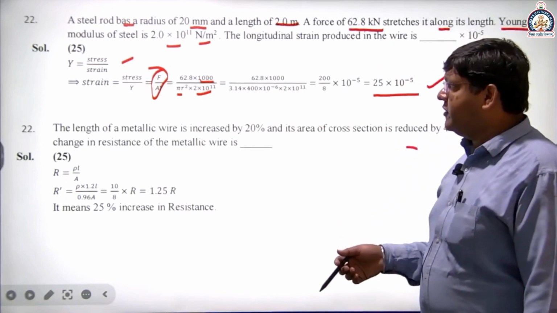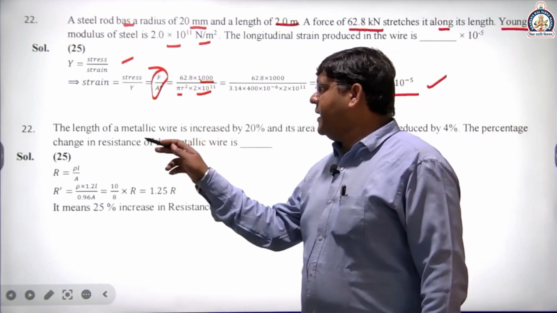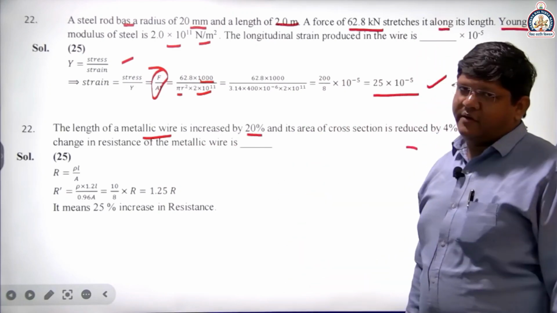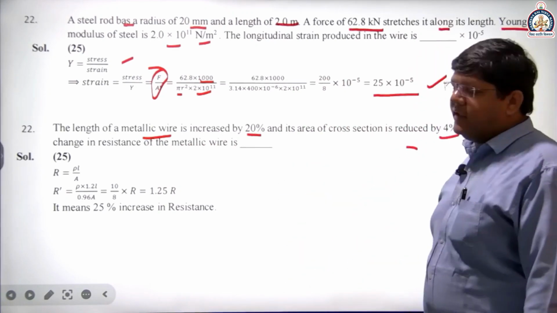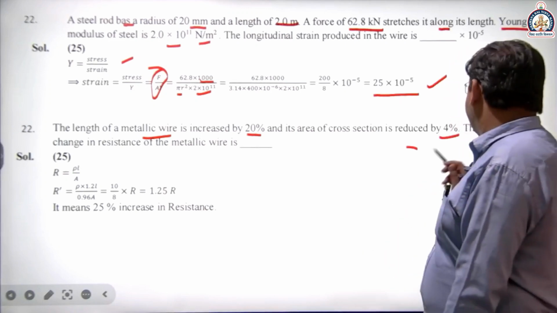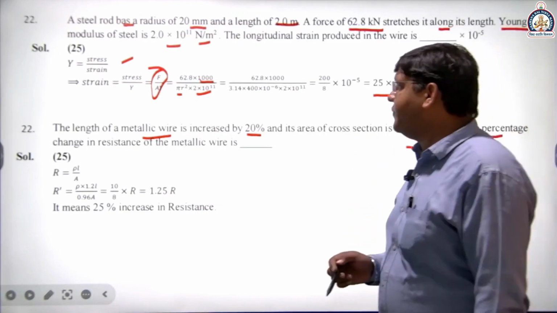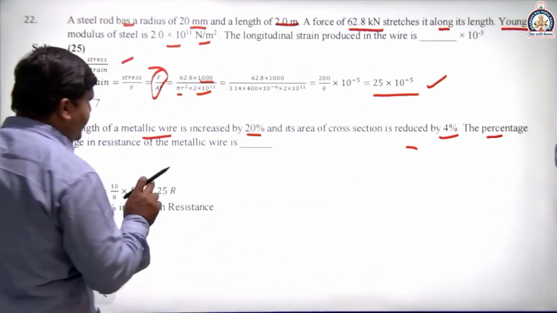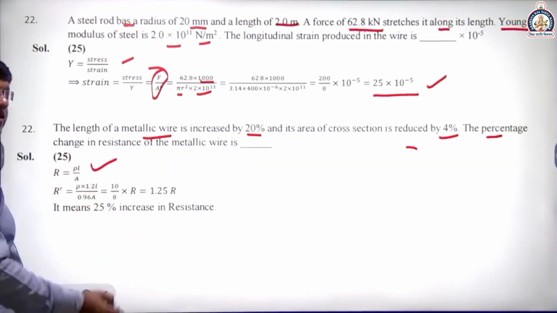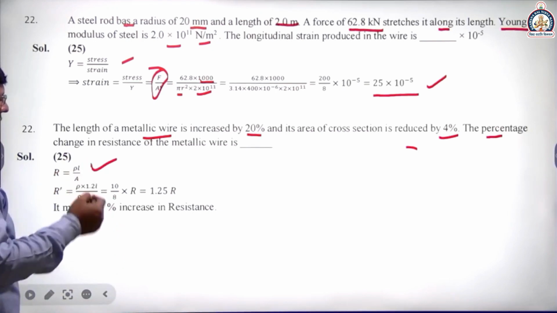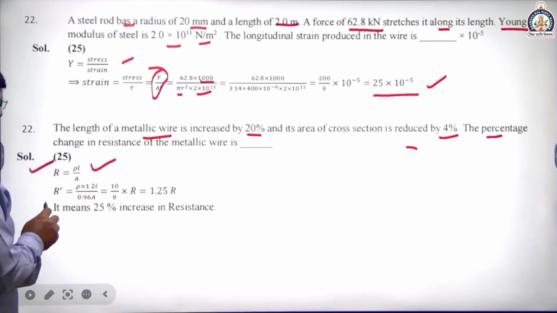Moving to the next part. The length of a metallic wire is increased by 20% and the area of cross section is reduced by 4%. Then find the percentage change in the resistance. As we all know, the basic formula for resistance is R is equal to rho L upon A. Rho is the resistivity, L is the length, and A is the area. This is the original resistance.